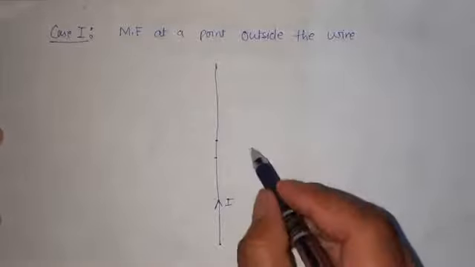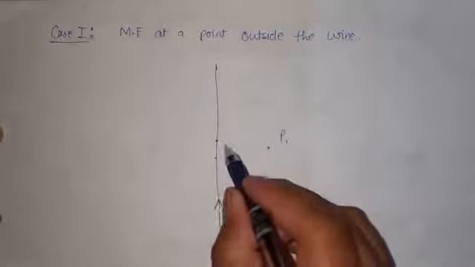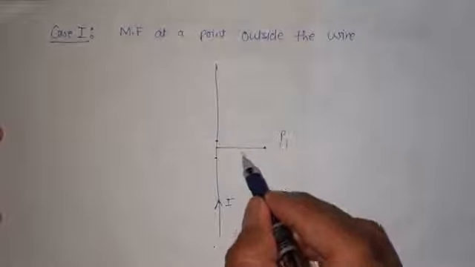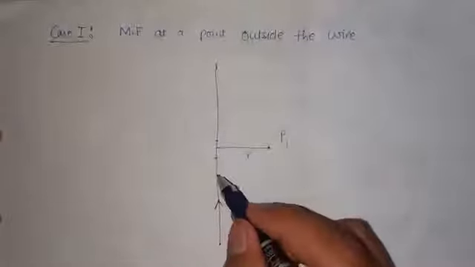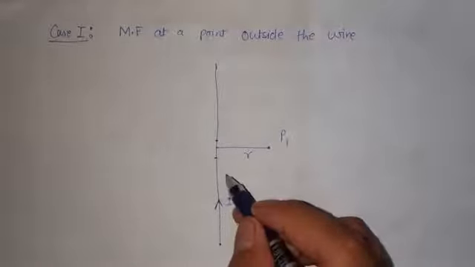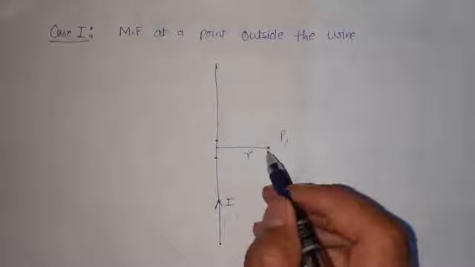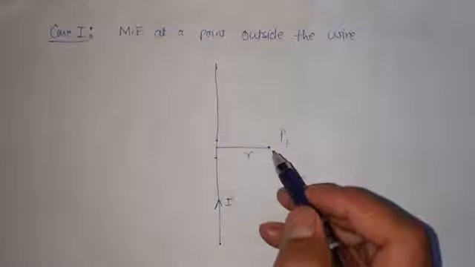Let there be a point P1 over here which is outside the wire at a distance r from this finite length of the infinite straight conductor. At this point P1 we want to find the magnetic field. This point P1 is just outside of that wire.